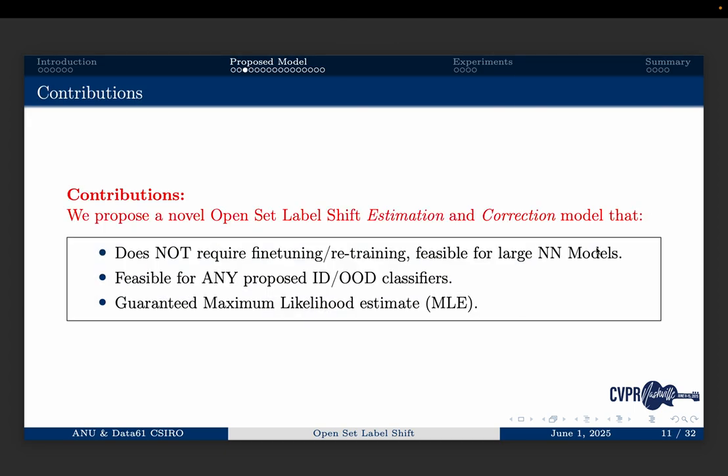In this work, we propose a novel open set label shift estimation and correction model that has the following advantages. First, our model does not require fine-tuning or retraining, which is feasible for large neural network models. Secondly, our model is designed to be compatible with any proposed ID-OOD classifier, so that the OOD detectors proposed in previous out-of-distribution detection literature can be used in our model. Finally, under reasonable assumptions, our model is guaranteed to obtain a maximum likelihood estimate of the target label distribution, which provides theoretical guarantees.